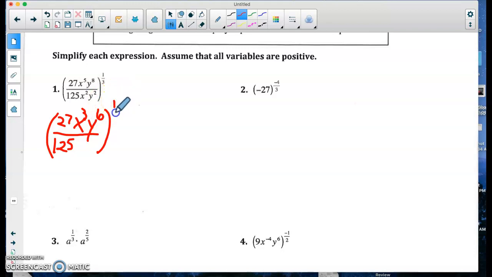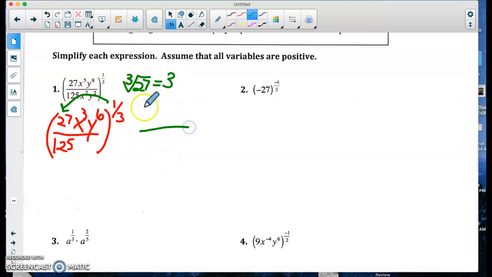Now this 1/3, we are going to take this 1/3 now, and we need to distribute it to everything. Now, when we distribute this 1/3 to the 27, what we're really doing here is we are taking the cube root of 27. You guys have your power sheet. The cube root of 27, reminder, is 3. So that will remain on top.